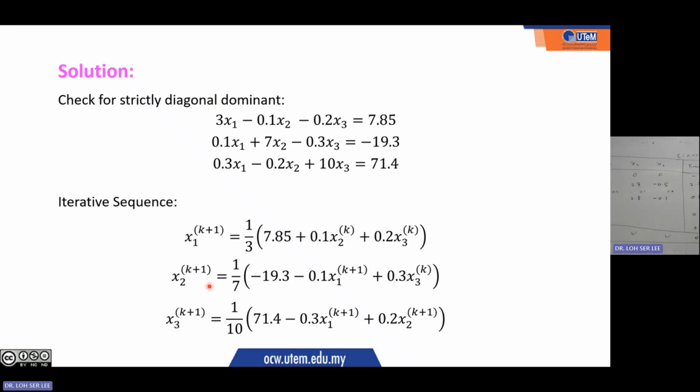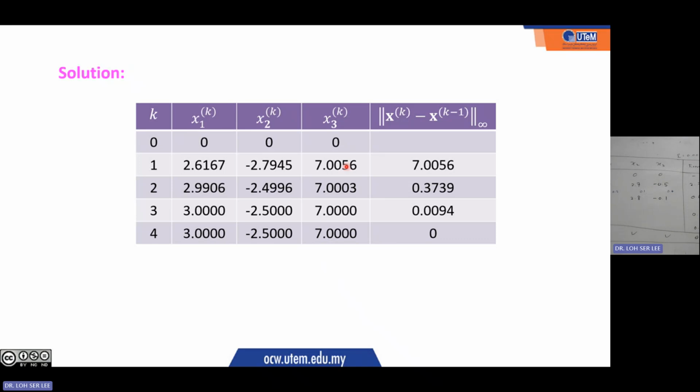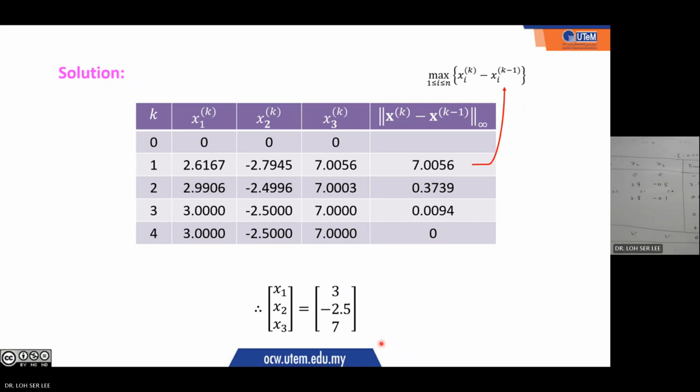Then form your iterative sequence. We want this x1, this x2, and this x3. Then form the table. When the error is less than 0.0005, 0 is less than 0.0005. That's why we can stop the iteration here, and you give your final answer.